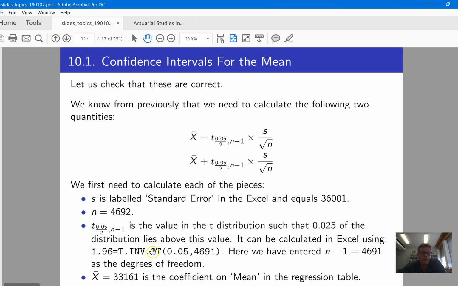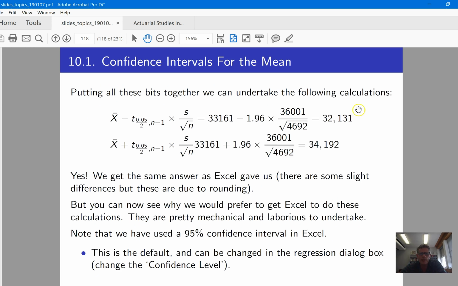So if you go to the function wizard in Excel and ask it to explain the T.INV.2T function, it would tell you that's what you do. If you want basically a 95% range, you want 5% outside that, and these are your degrees of freedom, n minus 1, then this is what you type in, and it gives you 1.96. So if we take 33,161 minus 1.96 times s, which was 36,001, over the square root of n, then we'll get exactly the answer that we want, and the range that we get is between 32,000 and 34,000 here.